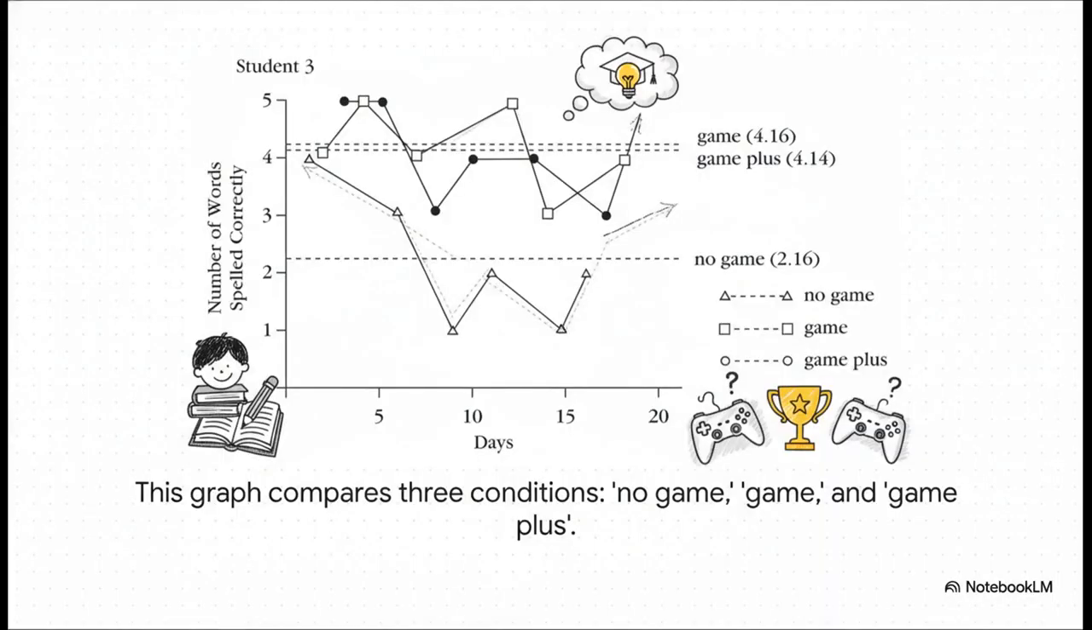And check this out. This graph is a perfect real-world example. What you're seeing here is a comparison of 3 distinct teaching strategies for spelling words. You've got data for the no game condition, the game condition, and the game plus condition. Just by looking at the graph, you can visually compare how well the student did under each separate approach. That's a comparative analysis in action.